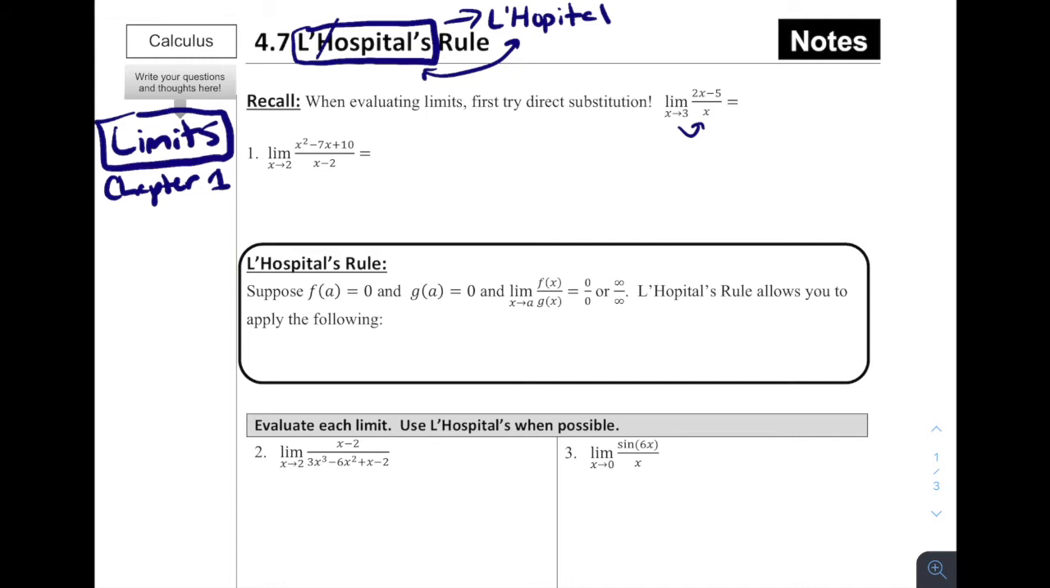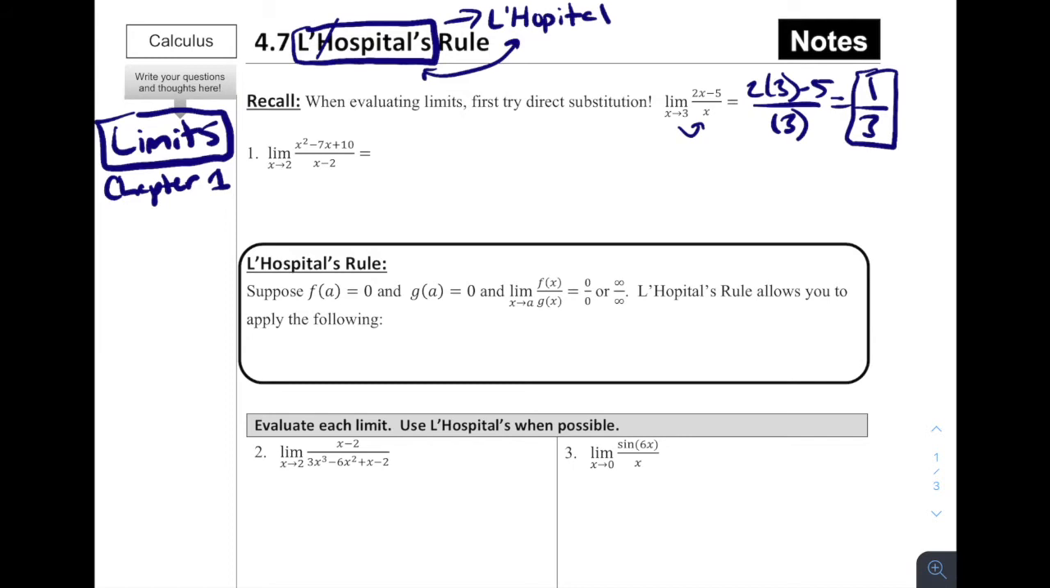So what would that look like in this problem? Take the limit as x approaches 3 of 2x minus 5 over x. That would be equal to 2 times 3 minus 5, divided by 3. 2 times 3 is 6, 6 minus 5 is 1, and then that's being divided by 3. So this limit would be equal to 1/3. That is a nice problem that we can solve using just direct substitution.